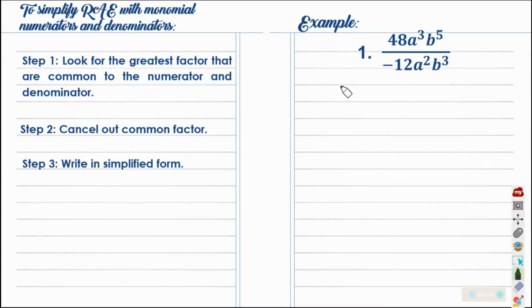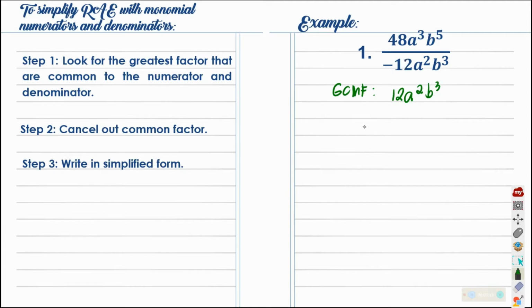So, ano nga ba ang kanyang GCMF? Among 48 and 12, the greatest common factor is positive 12. And then a cubed and a squared, alin yung may least exponent, we have a squared. And then b to the 5th and b cubed, least exponent is b cubed. Now, for step number 2, we have to cancel out this GCMF in our numerator and our denominator.